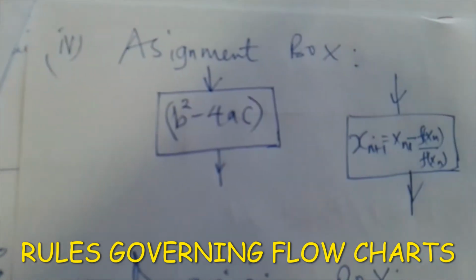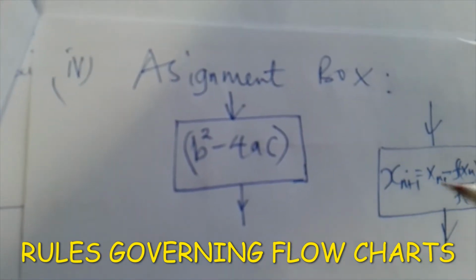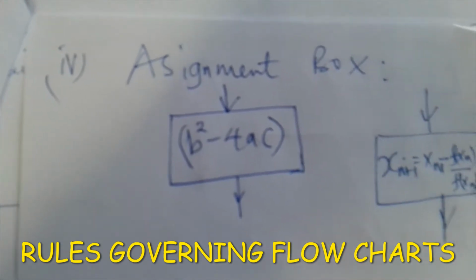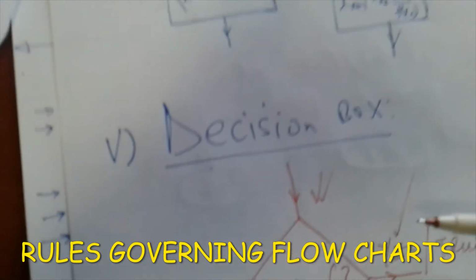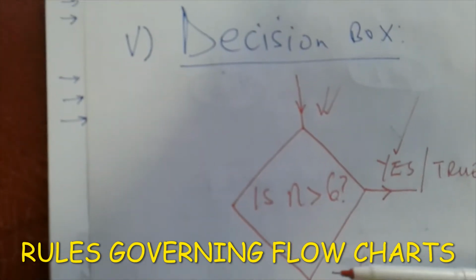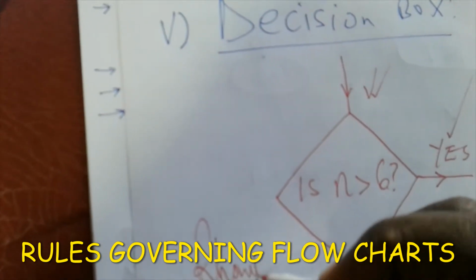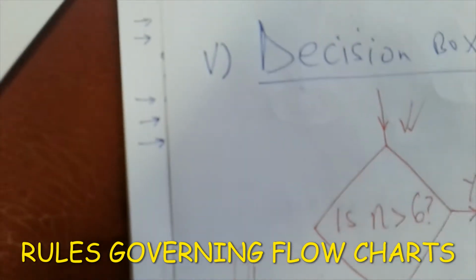Then if you have an assignment to carry out or to improve the program, use this rectangular shape. If you want to make a decision, all decisions must be made using this rhombus shape.